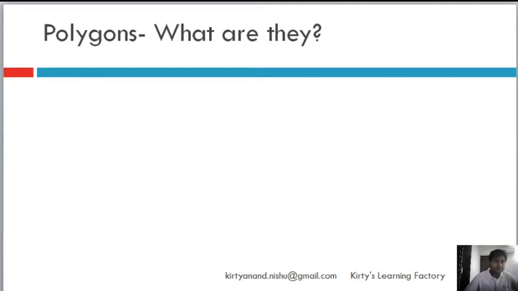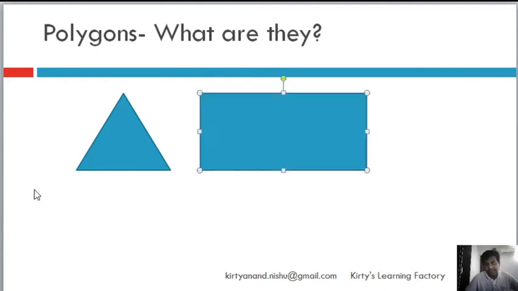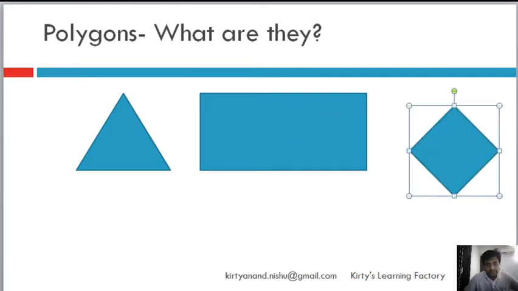So let's start with polygons. What are polygons? Polygons basically are closed shapes, okay, with straight lines. They are polygons. So for example, this is a triangle, okay, it is a polygon. Similarly, this is a rectangle, it's a quadrilateral. Similarly, let's say this is a rhombus. This is also a polygon.